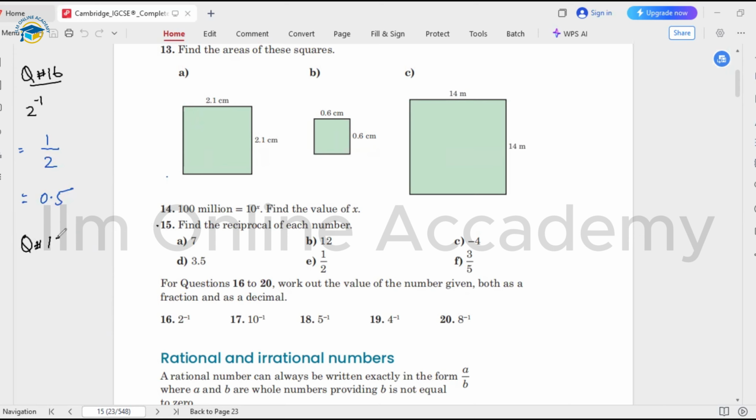Next, moving to part number 17, they gave us 10 inverse. For representing the 10 inverse, first of all, in the form of a fraction, we are going to write 1 by 10. But if we want to represent it in decimal form, we are going to write it as 0.1. Okay, so this is basically the decimal form. Next, part number 18, they gave us 5 inverse. So we need to represent 5 inverse as 1 by 5 in fraction form, and then we can represent it in the form of a decimal as well. So 1 by 5 will be 0.2.